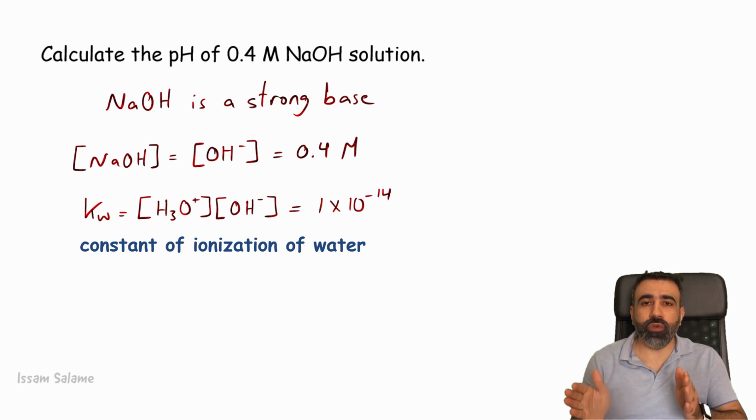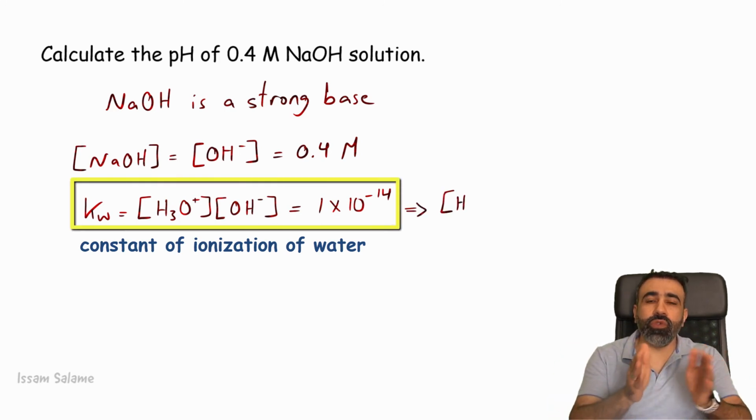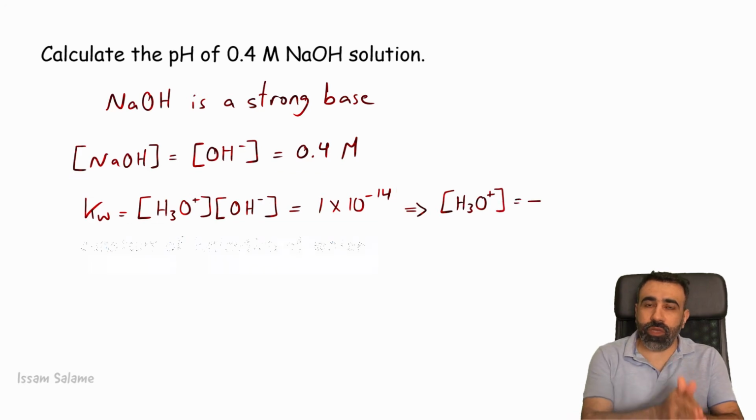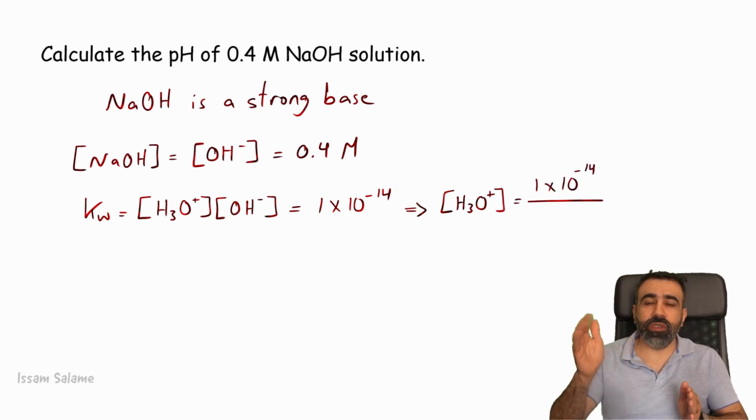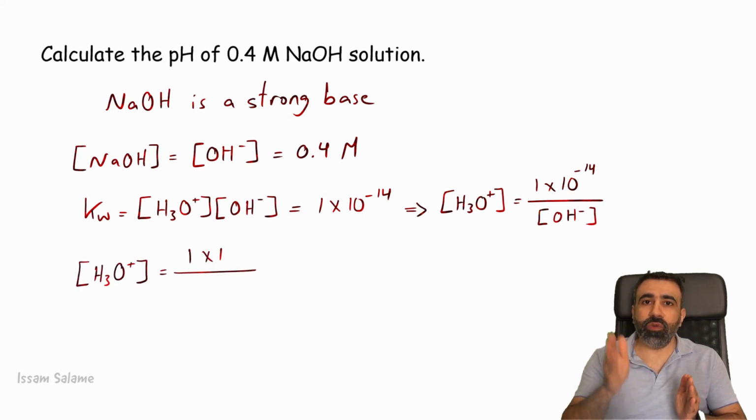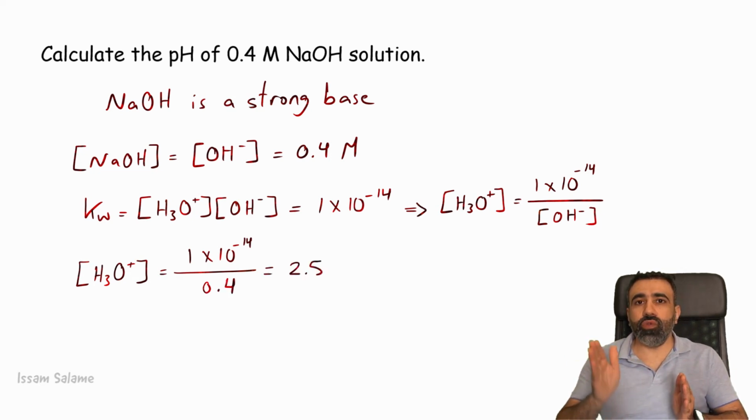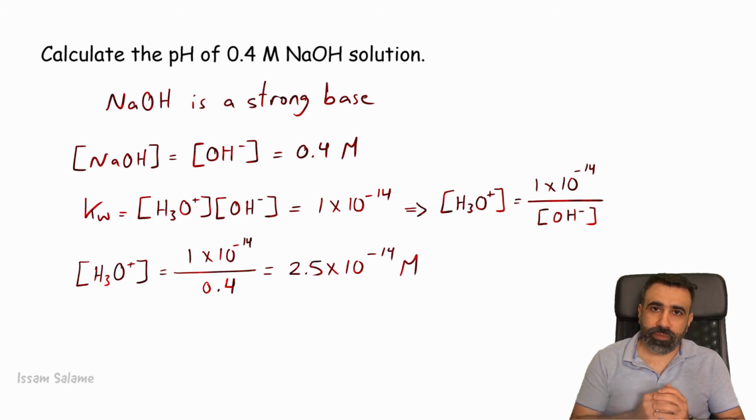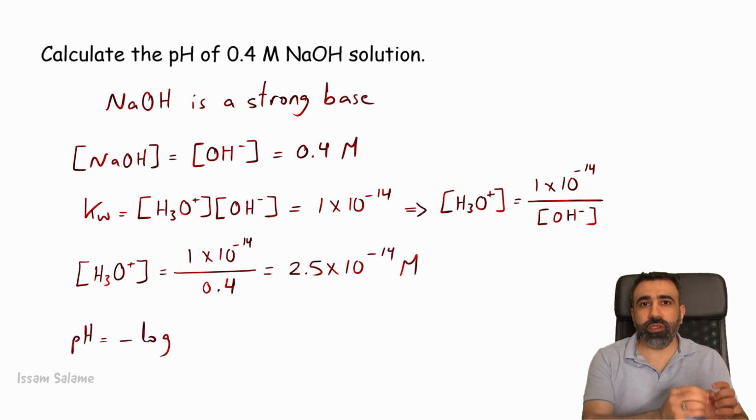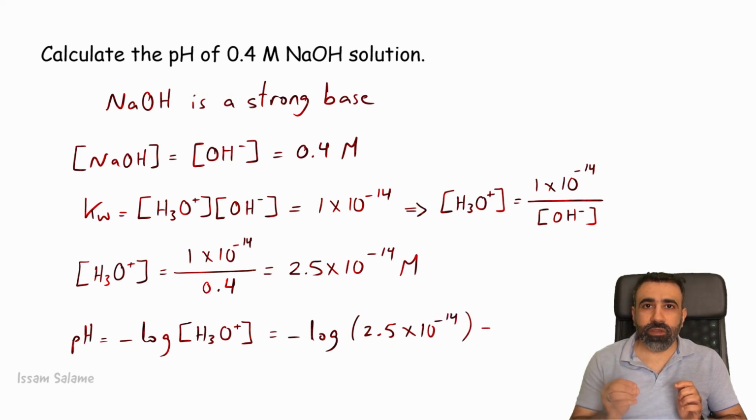So always, whenever we want to convert hydronium ions to hydroxide ions or hydroxide ions to hydronium ions, we use this formula. So to calculate hydronium ions, we divide 1 times 10 to the power minus 14 by the concentration of hydroxide ions, which is equal to 1 times 10 to the power minus 14 divided by 0.4, which is equal to 2.5 times 10 to the power minus 14. Now we use the formula pH is equal to minus log concentration of hydronium ions, minus log 2.5 times 10 to the power minus 14, and the answer is going to be 13.6.